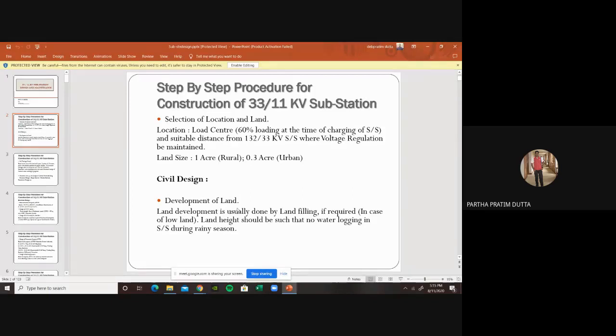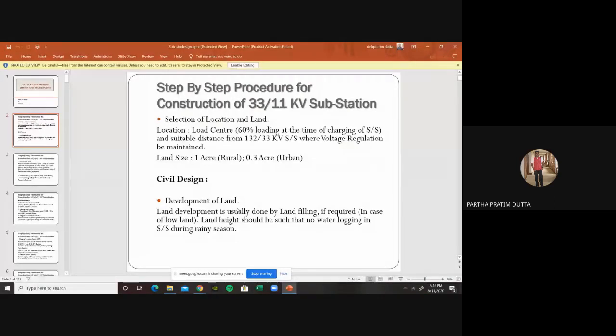Although I have told you that now in Calcutta and surrounding places, we are designing in 30 by 30 meter land. So once we get the land and we assure that 60% loading of the entire electrical load should be coming up through that substation, once the substation is charged, we usually concentrate on the development of the land. The land development is usually done by land filling.